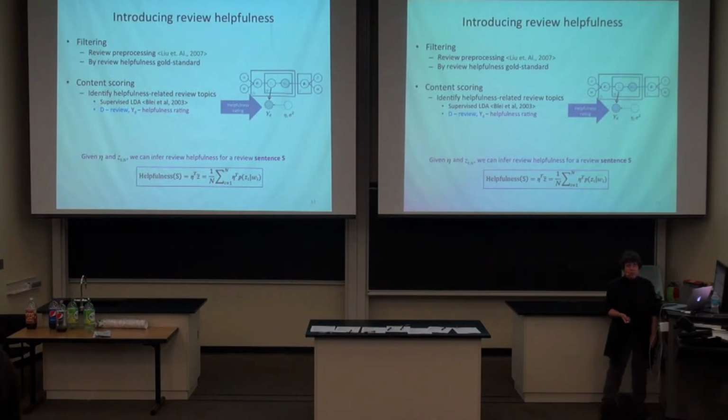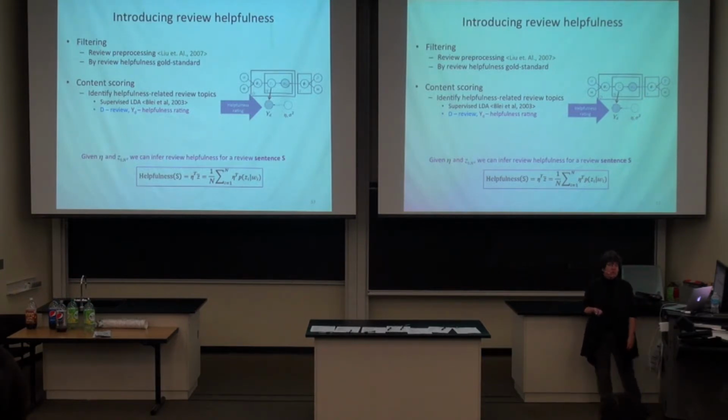The very interesting way is to actually change the algorithm, and for the algorithm for content scoring to replace that by trying to predict sentence level helpfulness and then using that in the scoring algorithm.